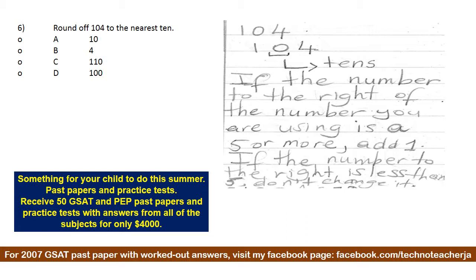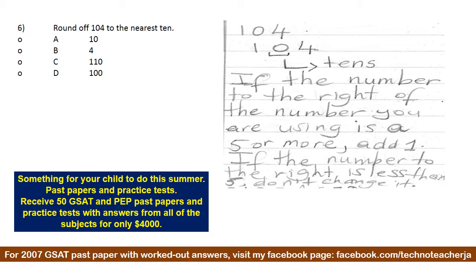Next, we are going to change the number in the ones position to 0. So change the 4 to 0. So what we have now is 1, 0, 0. That 1 in the hundreds position remains as it is. It is not touched and is not important in this question.